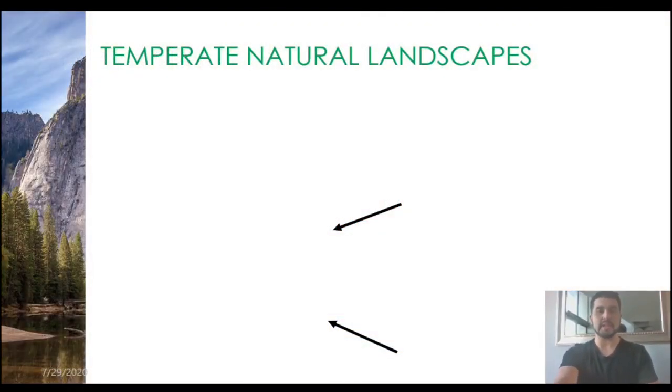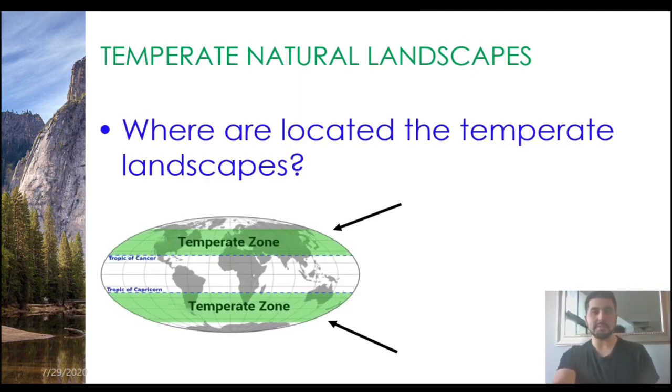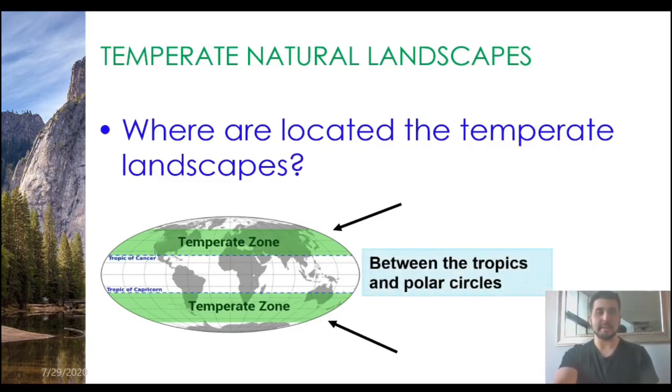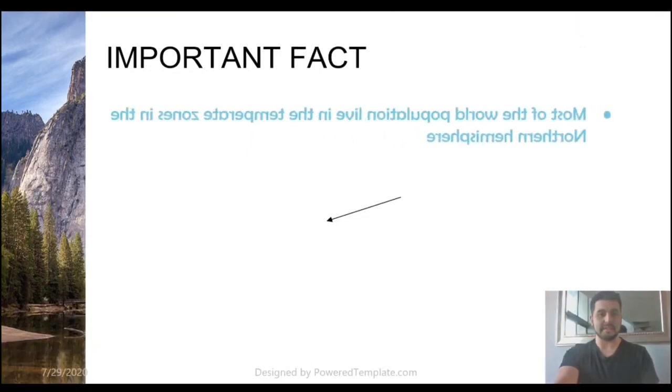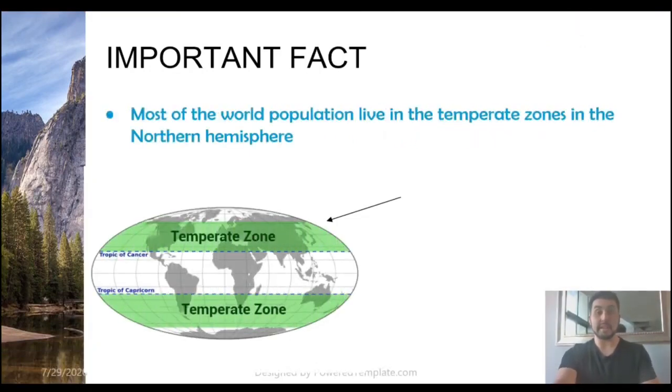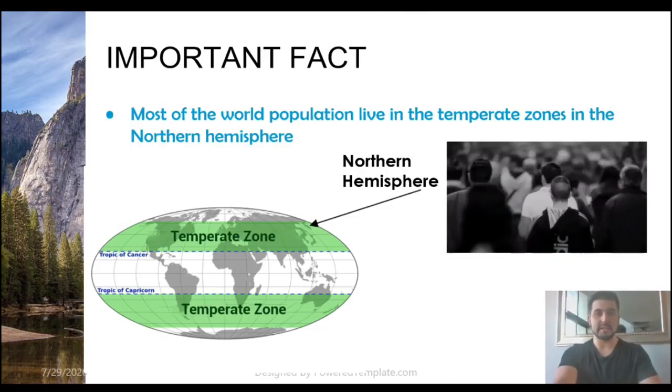So, temperate natural landscapes. Where are the temperate landscapes located? We can find the temperate landscapes between the tropics and the polar circles, as you can see here on the map. Temperate zone in green between the tropics and polar circle. Remember that. An important fact is most of the world population live in the temperate zones in the northern hemisphere. This is where we can find most of the population of the world in countries like Canada, the United States, Russia, etc.